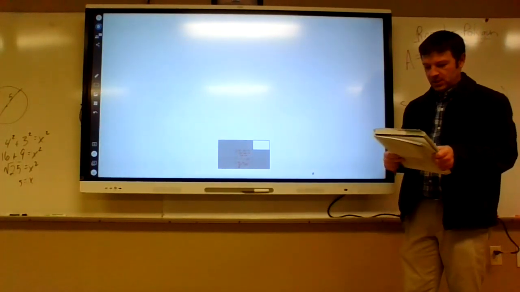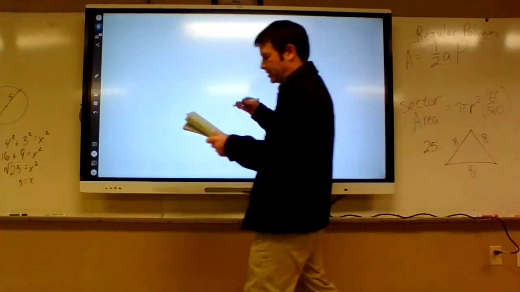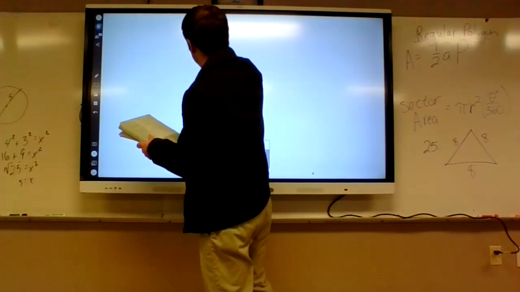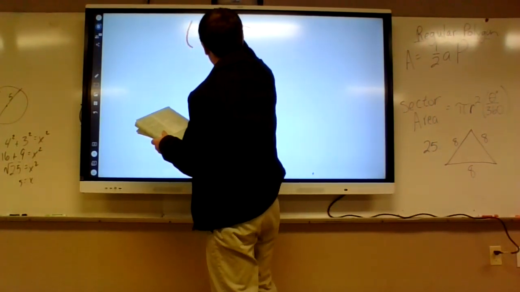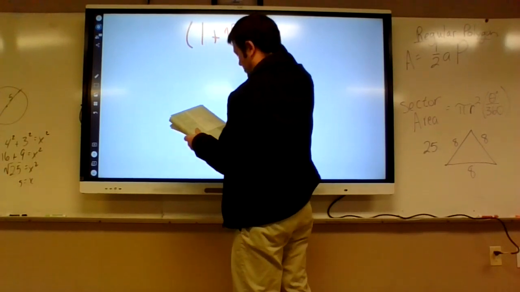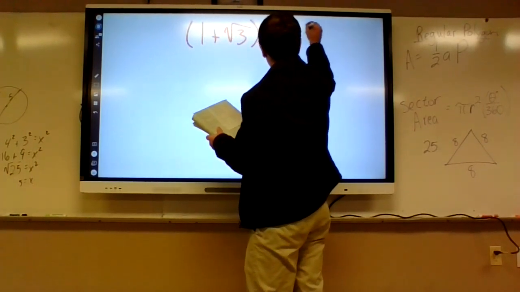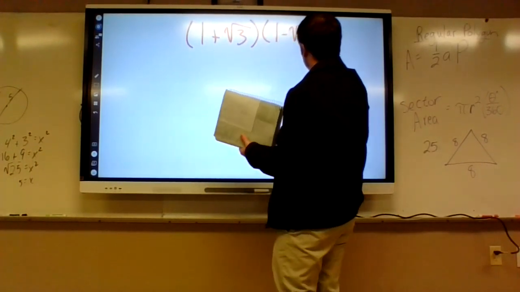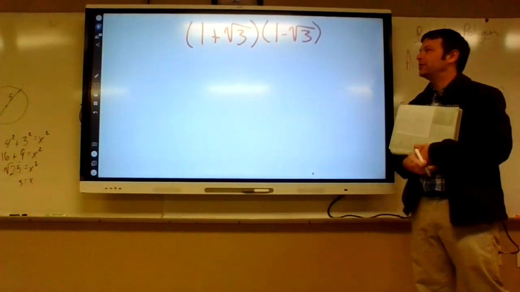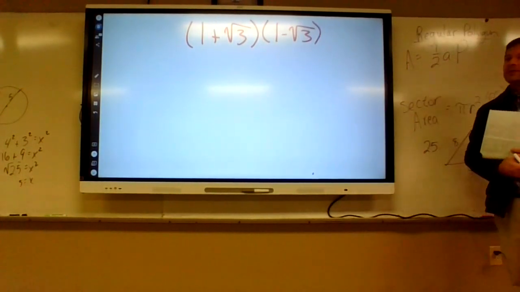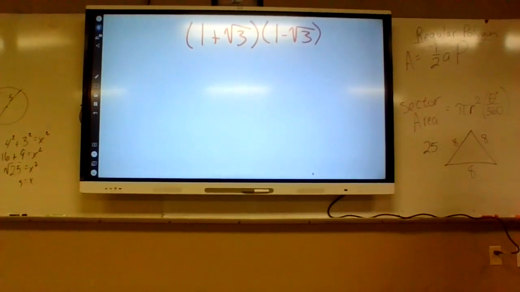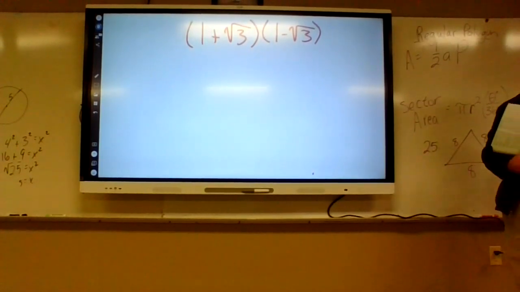Alright. Number 29. What kind of problem is number 29? Foil problem. Not only is it a foil problem, here's the bonus question. What kind of factors are those? Conjugates.